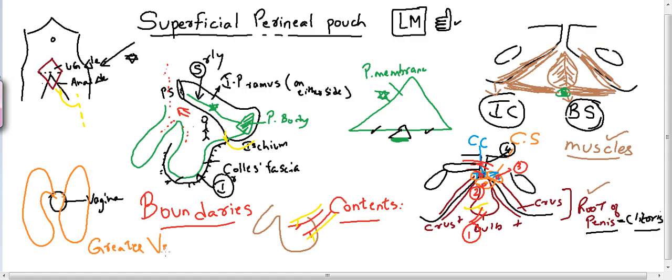Where is the greater vestibular gland present? It is present in the superficial perineal pouch in females only. It opens into the vestibule of the vagina. Therefore, the name greater vestibular gland. It is also called Bartholin's gland. Whereas in male, we just have the ducts of the bulbourethral gland. The bulbourethral gland will be present in the deep perineal pouch. That is the next topic for the day. So, only the ducts of the bulbourethral gland will be there. That is similar to the greater vestibular gland in female. The greater vestibular gland is present in the superficial perineal pouch.